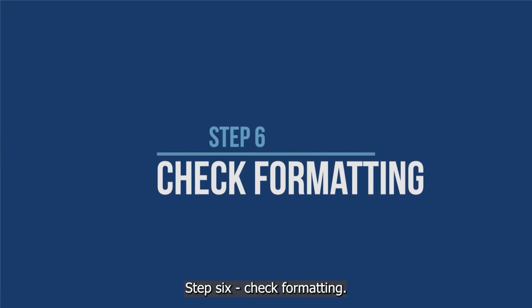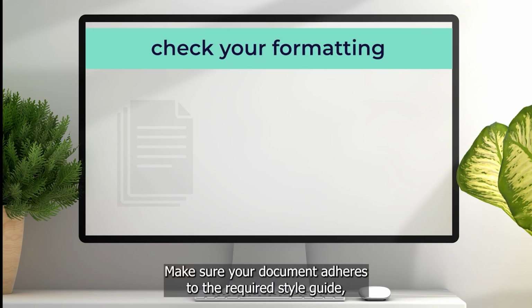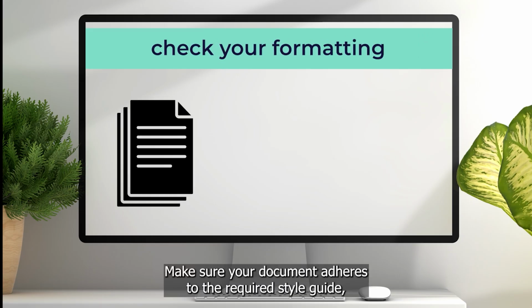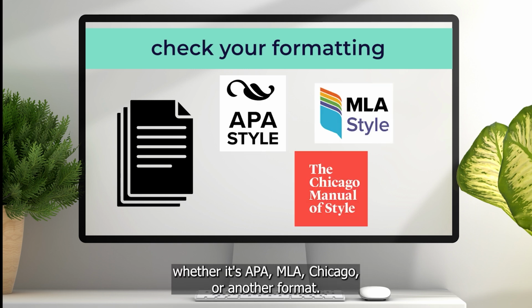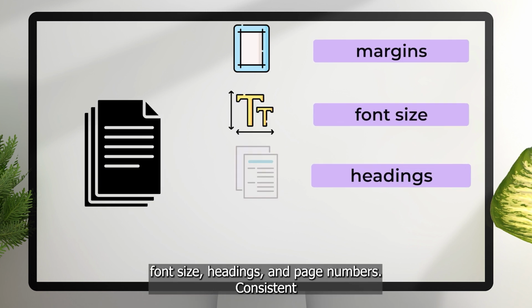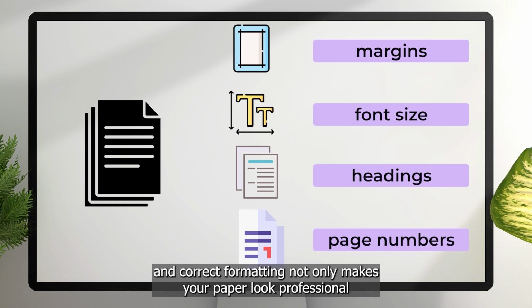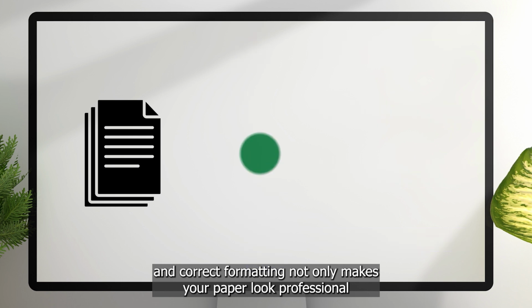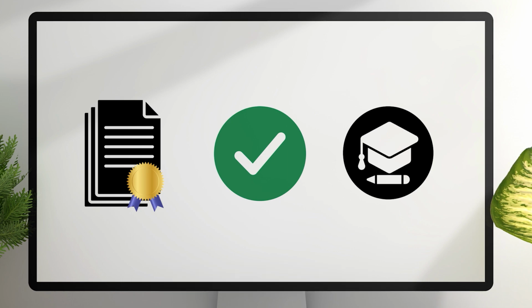Step 6. Check formatting. Don't forget to check your formatting. Make sure your document adheres to the required style guide, whether it's APA, MLA, Chicago, or another format. Pay attention to margins, font size, headings, and page numbers. Consistent and correct formatting not only makes your paper look professional, but also ensures it meets academic standards.